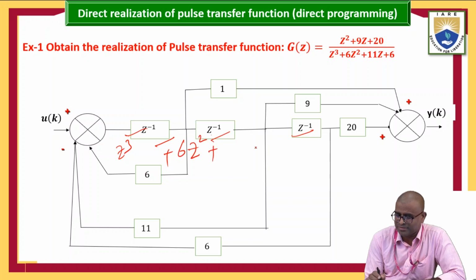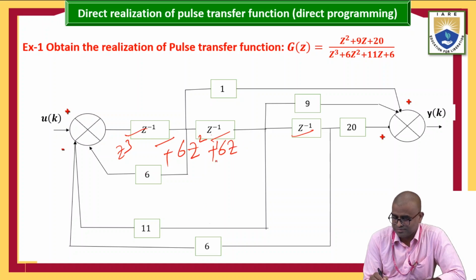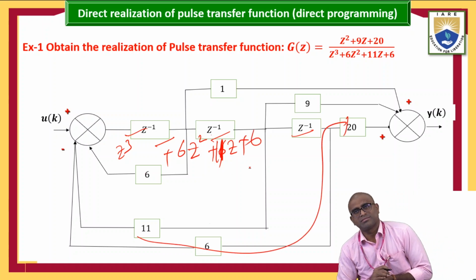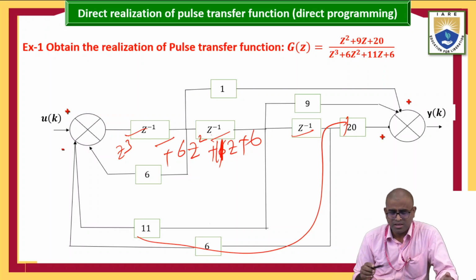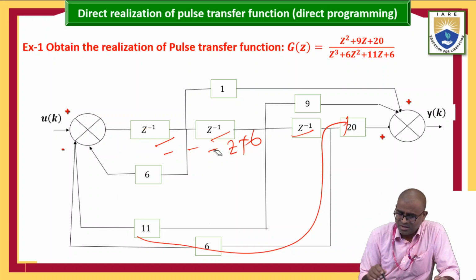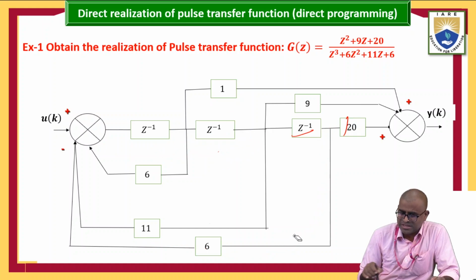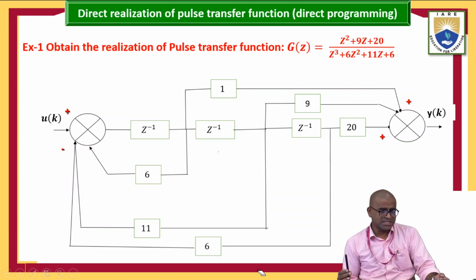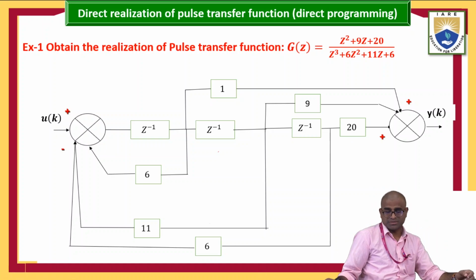z square plus, for this one 11, before how much z will be there? 11 z power of minus 1, plus 6. Okay, this is the direct realization of the given pulse transfer function.